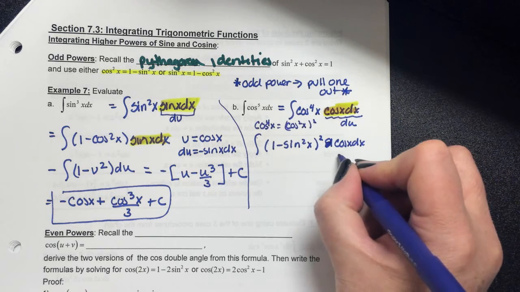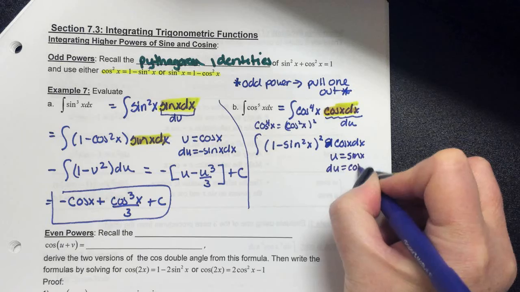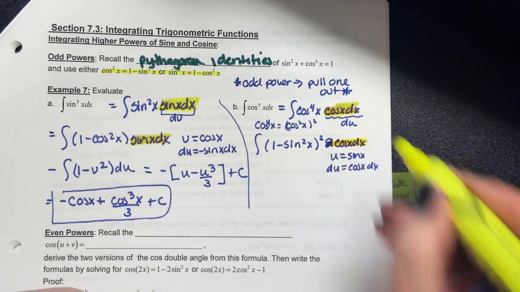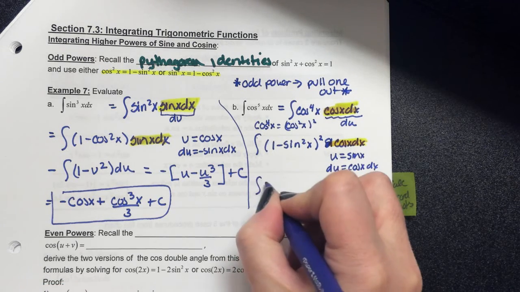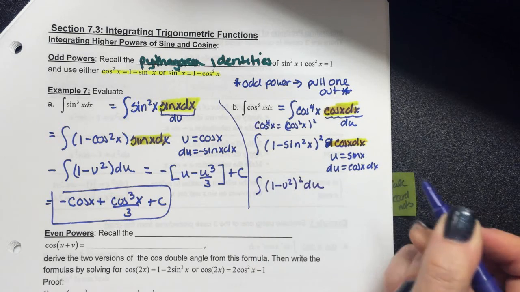So now this is where I can do my u sub. u is going to be equal to sine x. My du is going to be equal to cosine x dx, which is this part of my integral right here. So now I can rewrite in terms of u and du. So this will be equivalent to the quantity 1 minus u squared, squared, times du.